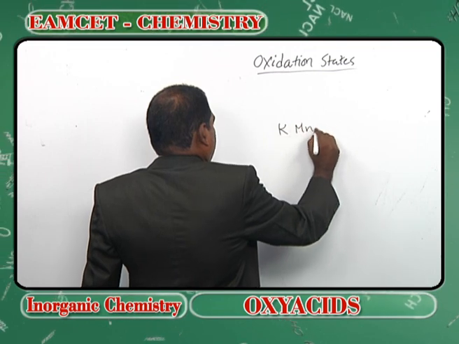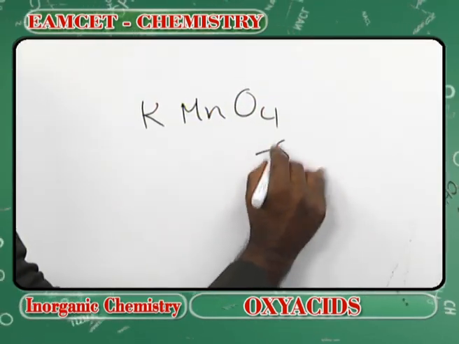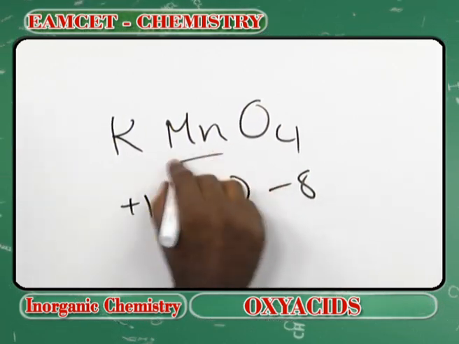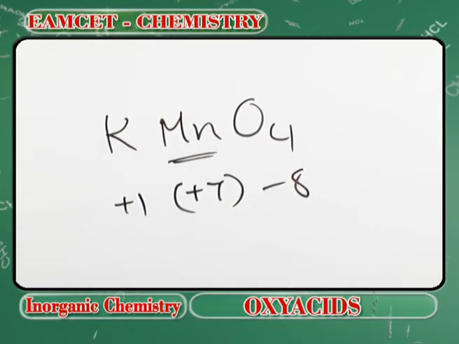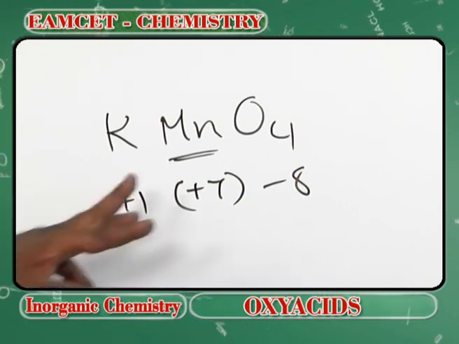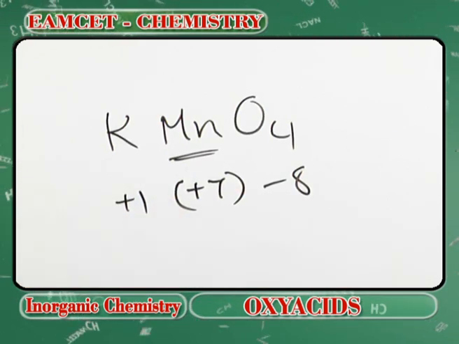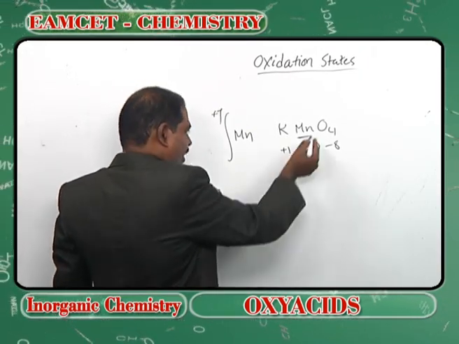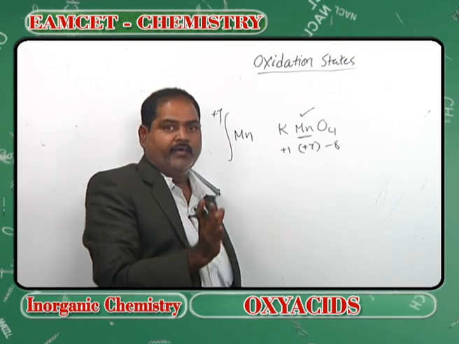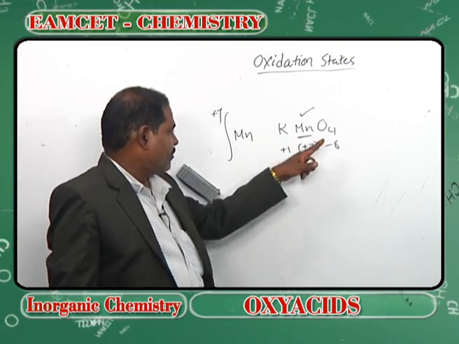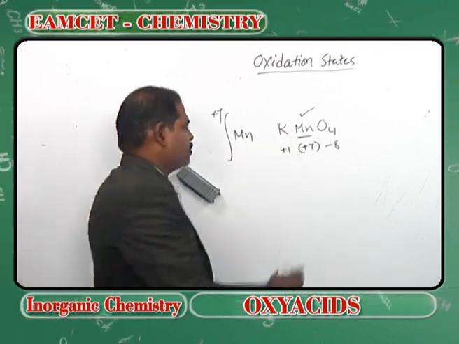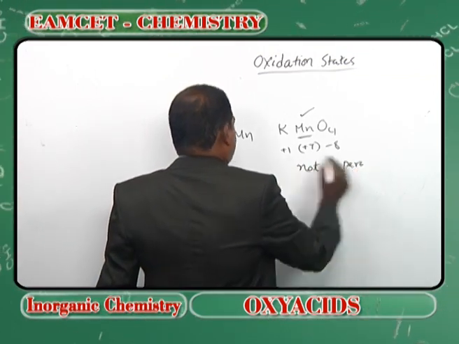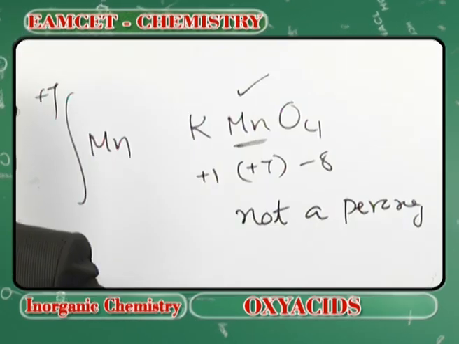KMnO4, -8, 4 oxygens, potassium +1, manganese +7. Manganese here is asked to lose 7 electrons and manganese is happy losing 7 electrons because it can go as high as +7. Getting my point? So, manganese has no objection. Then why should you have any objection? So, KMnO4 +7, therefore it is not a peroxide. You don't have a peroxy bond. O single bond O is not there.